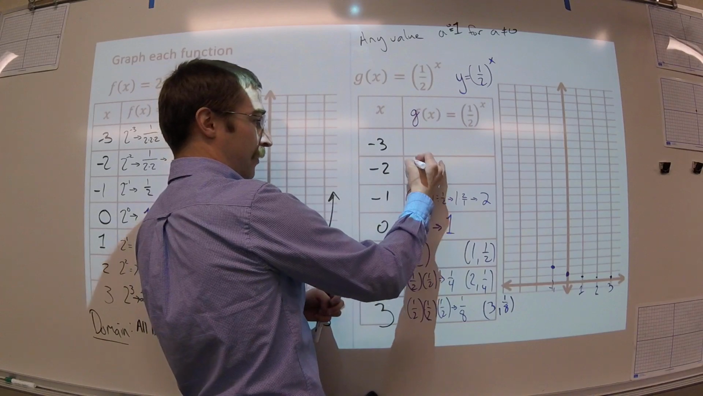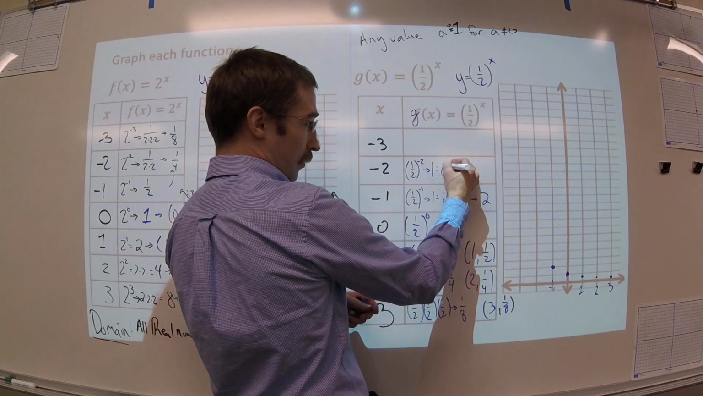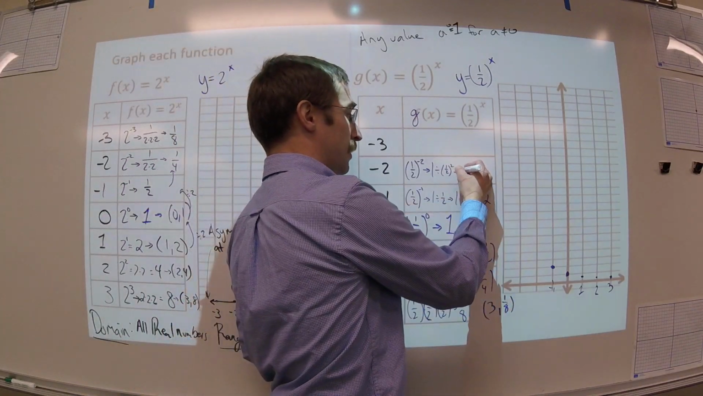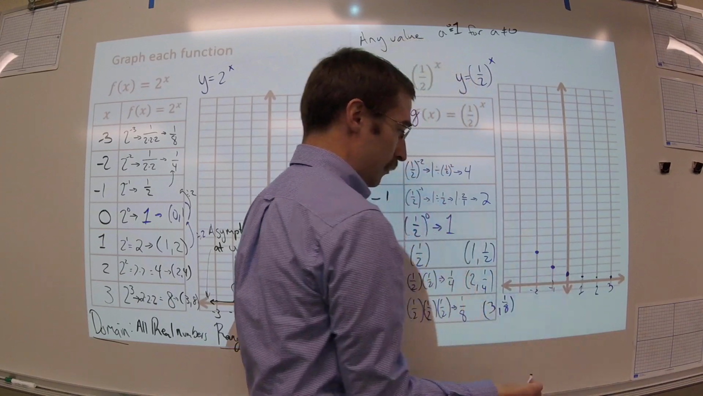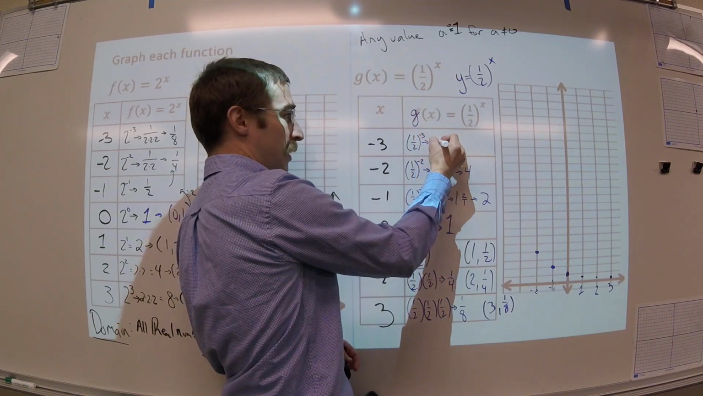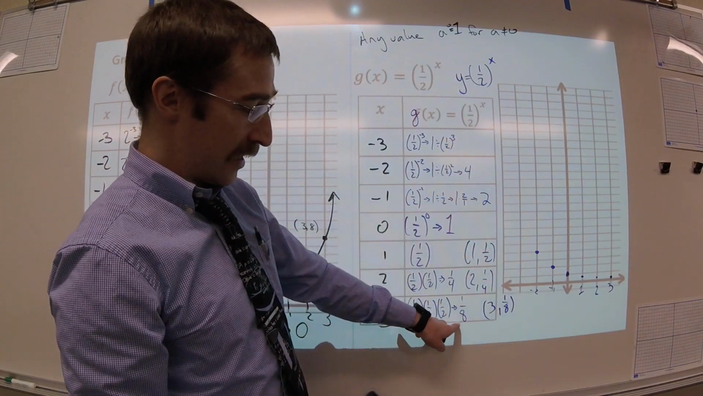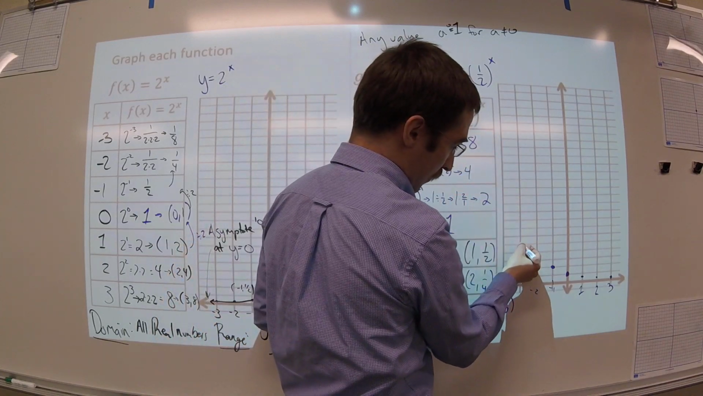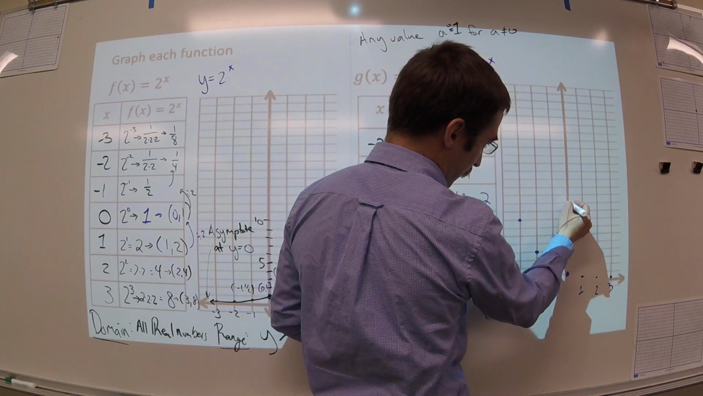So now I'm going to go 1/2 to the negative 2, and that's 1 divided by 1/2 squared. 1/2 squared is a quarter, so 1 divided by a quarter is going to give me 4. And then here, if I put -3 in, 1/2 to the negative 3rd, that's 1 divided by 1/2 to the 3rd. We know 1/2 to the 3rd is 1/8. 1 divided by 1/8 is 8. So 5, 6, 7, 8. All right, where this is 5, 6, 7, 8, 9, 10.